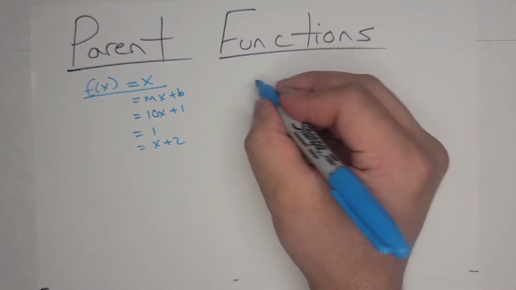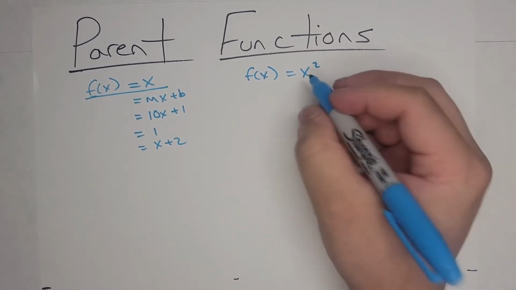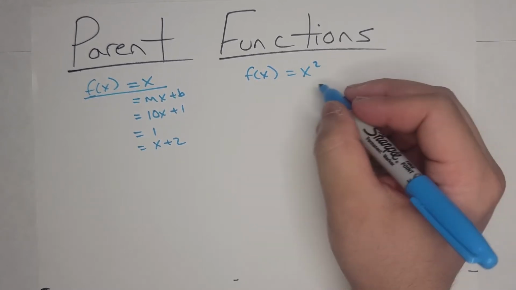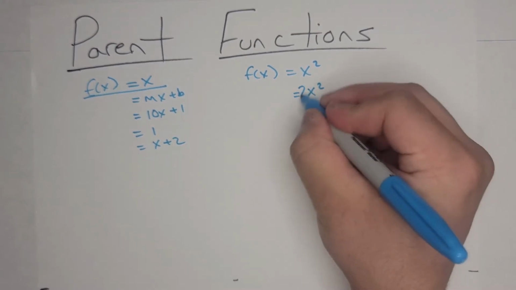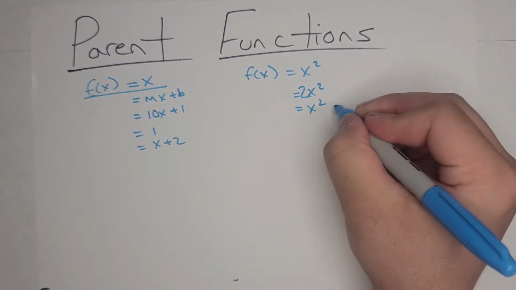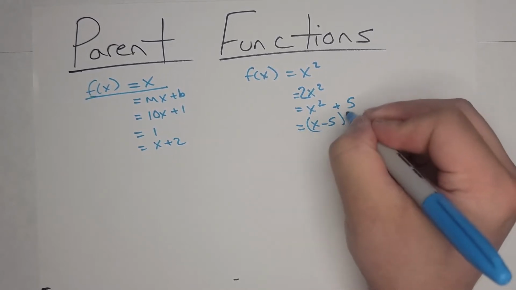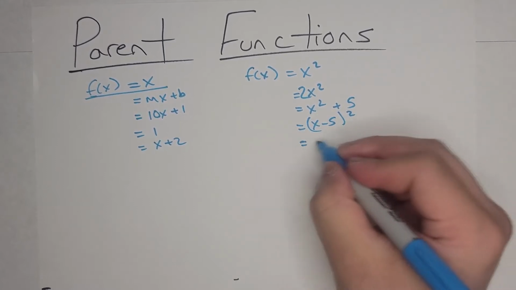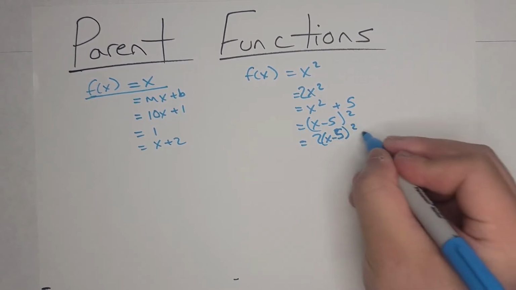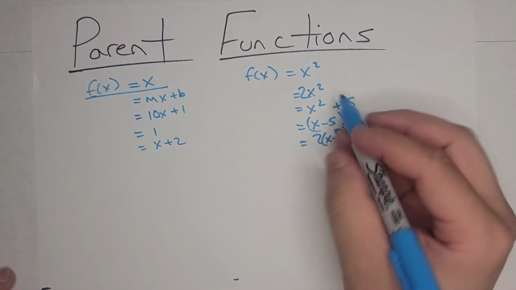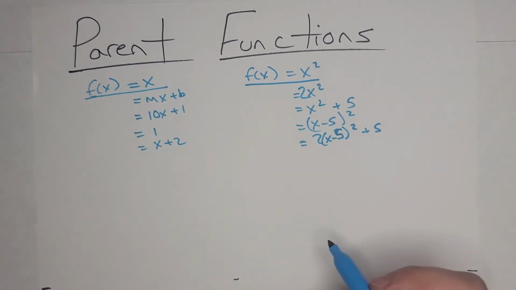Another one we can do is our quadratic one. So we can have f of x equals x squared, or we can do 2x squared, or x squared plus 5, or x minus 5 squared, or all of them: 2x minus 5 squared plus 5. And so yeah, all these functions are children of this parent function.